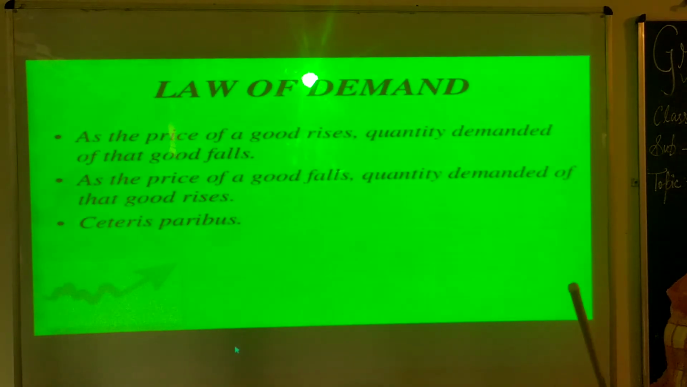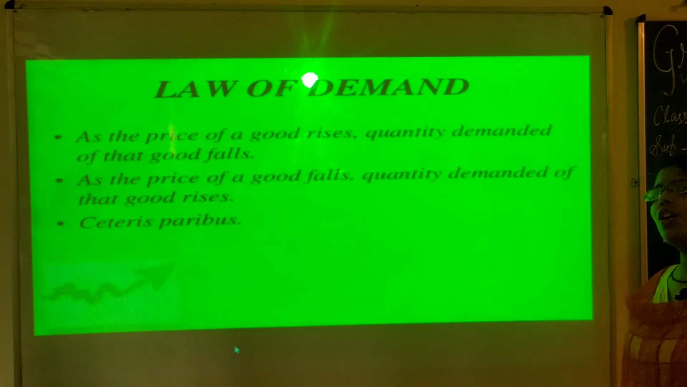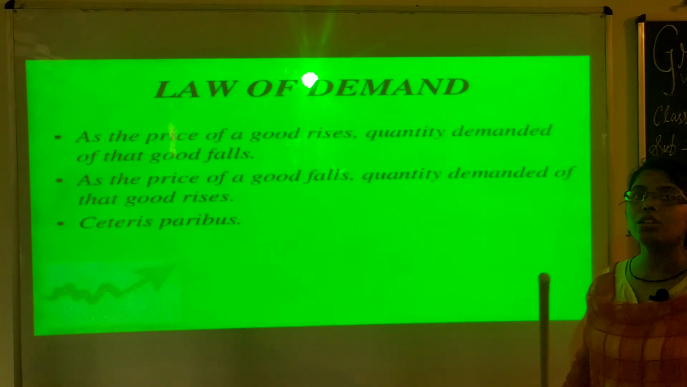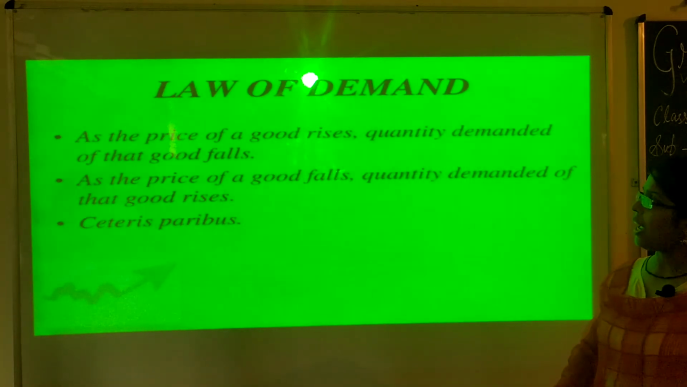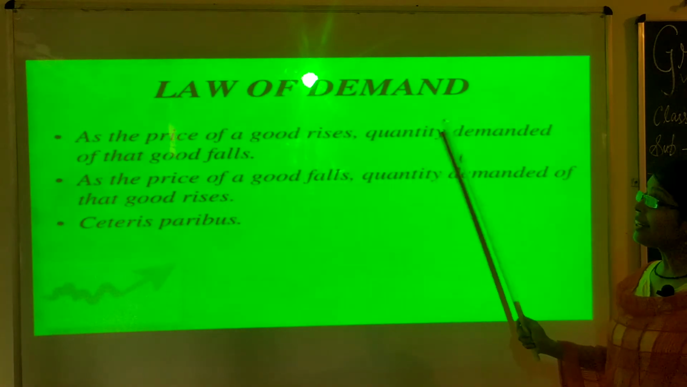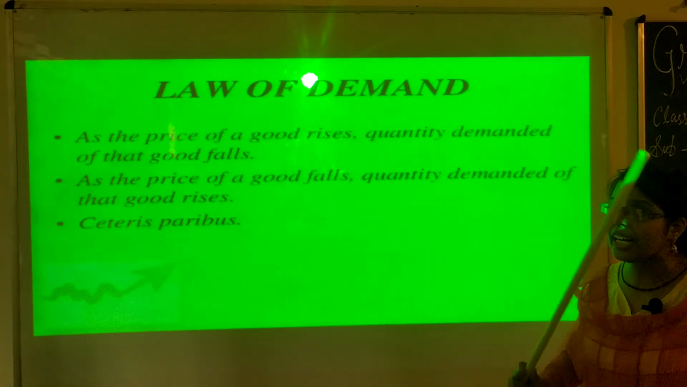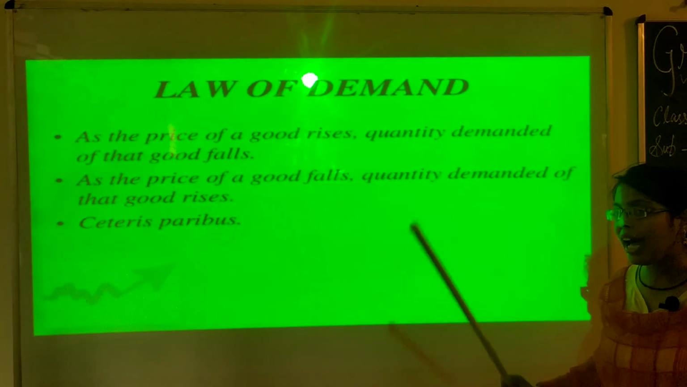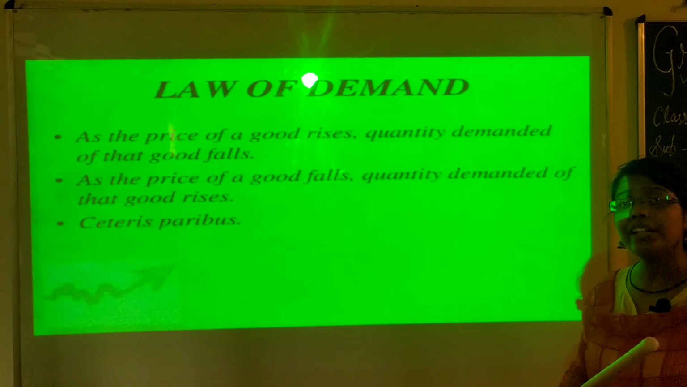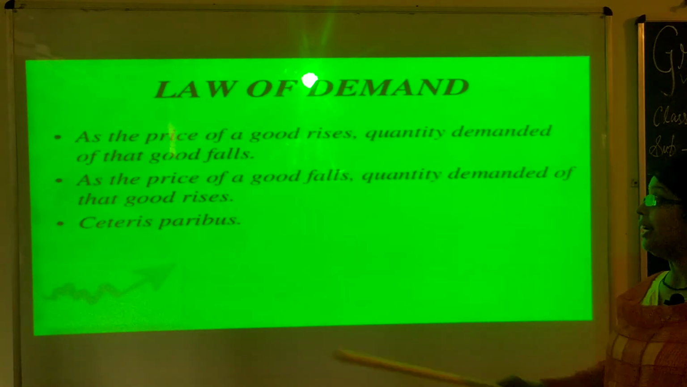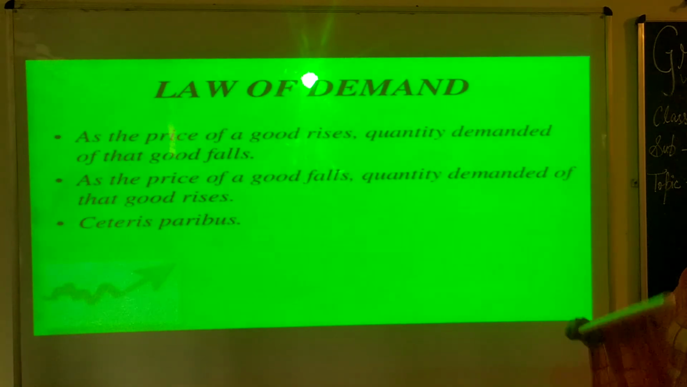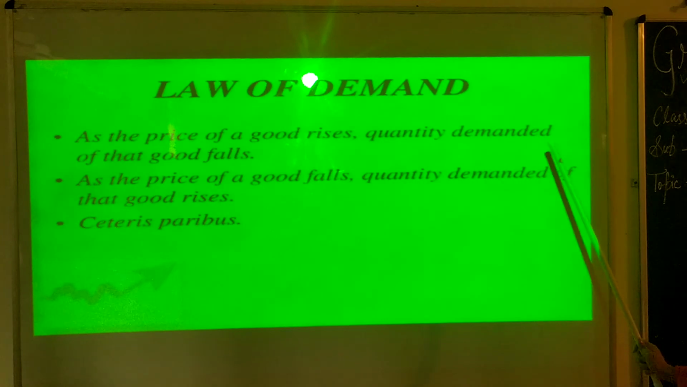Now that demand curve was working on law of demand. What is law of demand? You have studied various laws, Newton's law, gravitation's law, etc. Now let us see in economics one most important law, that is law of demand. Law of demand says as the price of good rises, quantity demanded of that good falls. That means when price of good rises, quantity demanded of that good falls, as you have seen in schedule as well as its representation in graphical form. When the price of good falls, quantity demanded certainly rises. So quantity demanded of that good rises.